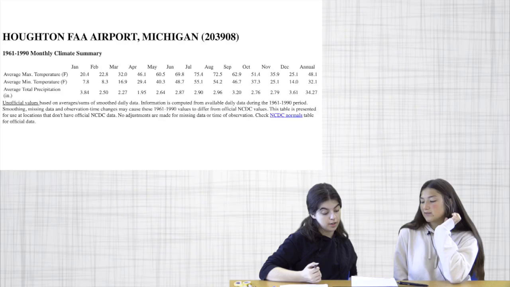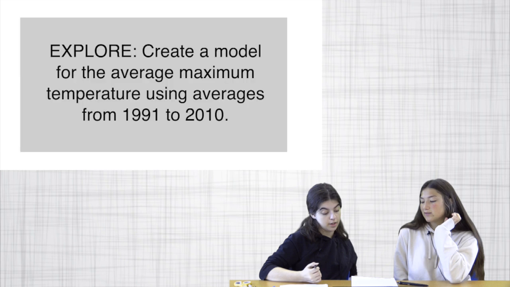In the previous episode, the students used data from 1961 to 1990 to create a function that gave the average maximum temperature. In this episode, they will create a model for the average maximum temperature using averages from 1991 to 2010. After they have done so, they will compare the two models.